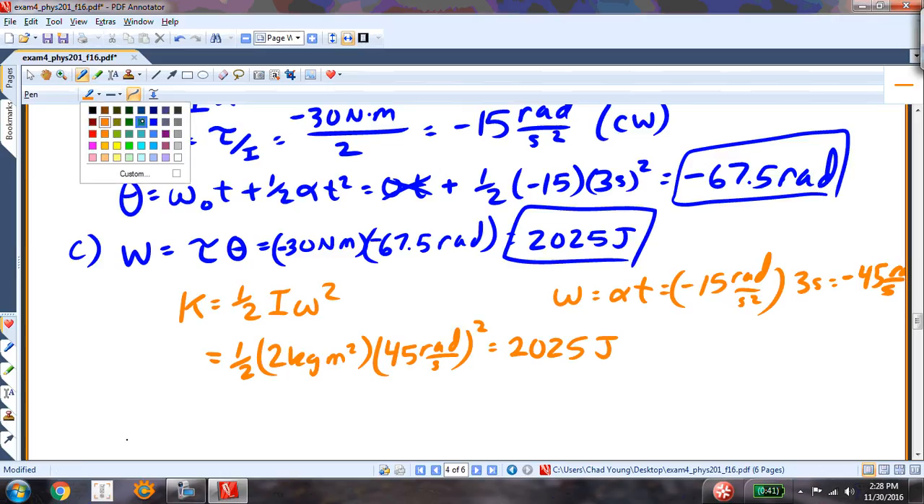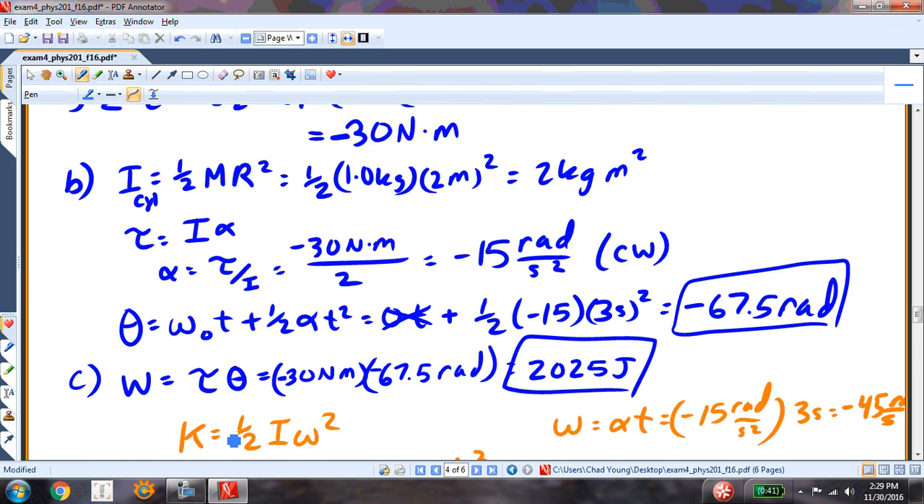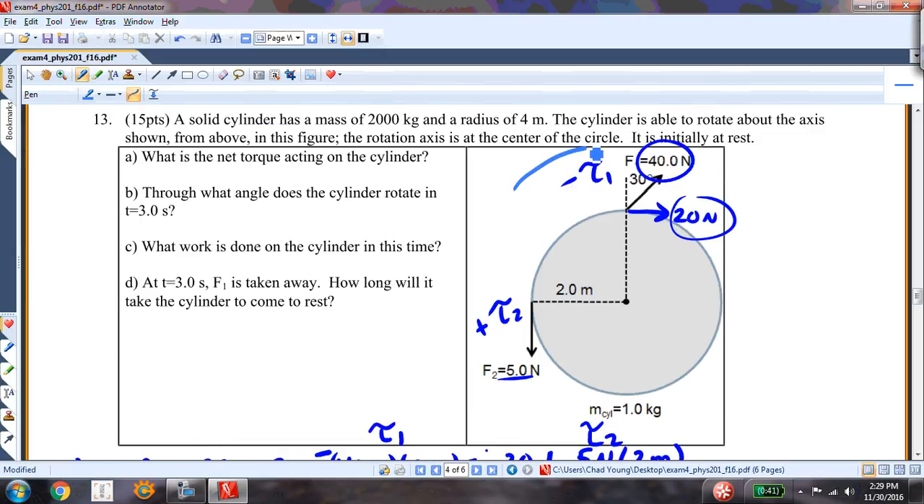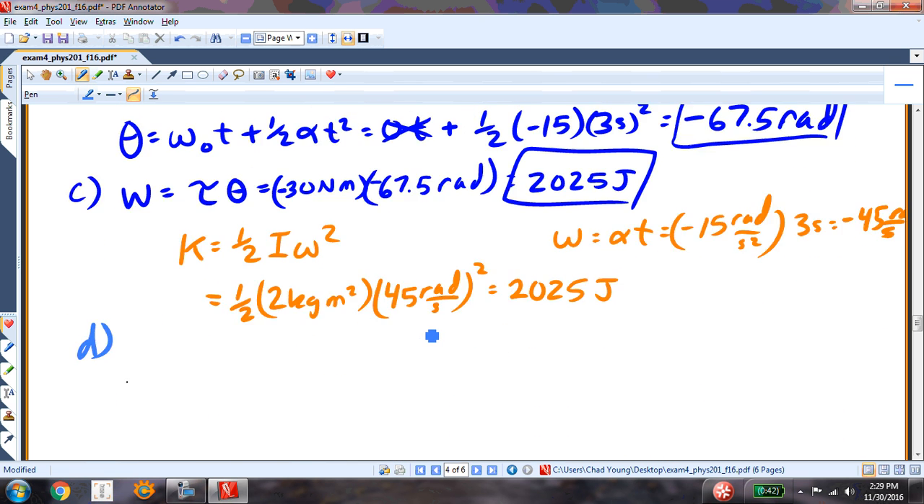Now let's look at part D. For D, I take F1 away. So this thing is traveling in the clockwise direction. But then I take away this force, and I only have this force acting. So this force, F2, which is 5 newtons, is opposing the direction of rotation. So it's going to cause it to slow down as it rotates. And I want to know how long it takes to come to rest.